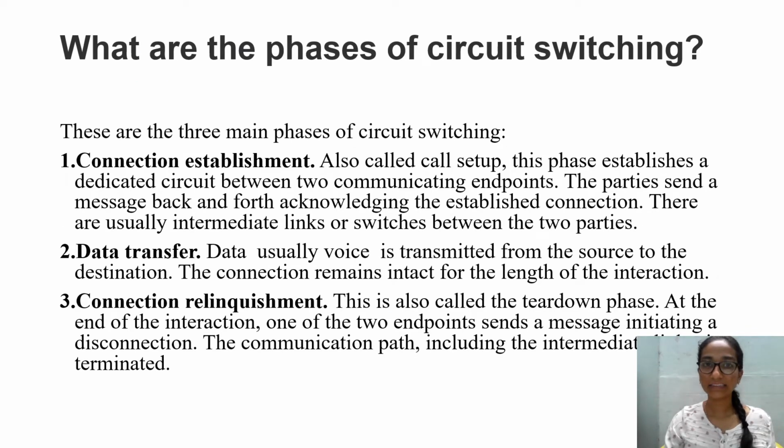There are three phases in circuit switching. First one, connection establishment. We have seen in the previous example that A will send a request to M that it wants to make a connection with it. All other switches are accepted. If M sends the acknowledgement to A, then A will make a connection. A dedicated path is established. After the dedicated path is established, data transfer will take place.